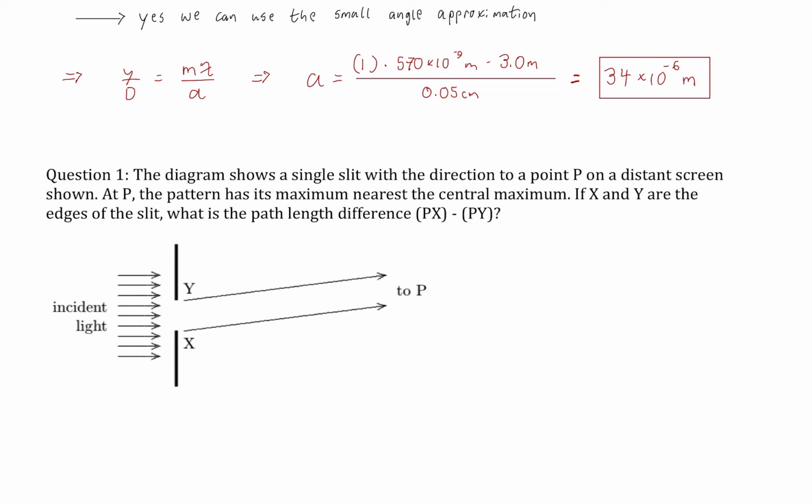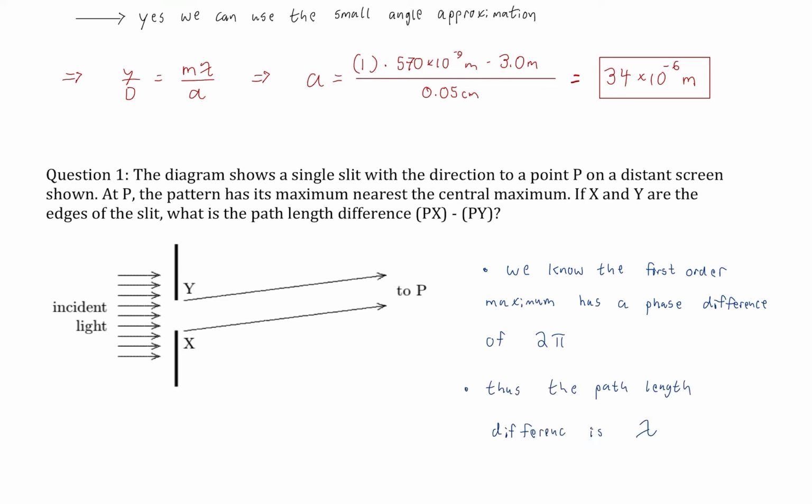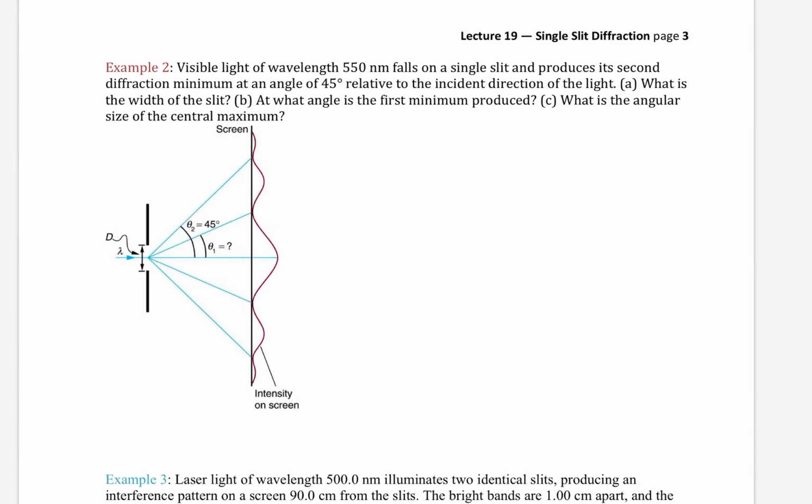So then what's the path length difference? Well, we know the first order maximum has a phase difference of 2 pi. That means the path length difference between these two waves must be lambda. Good. Let's do another example.